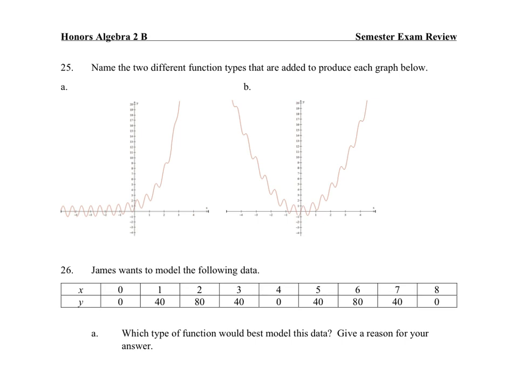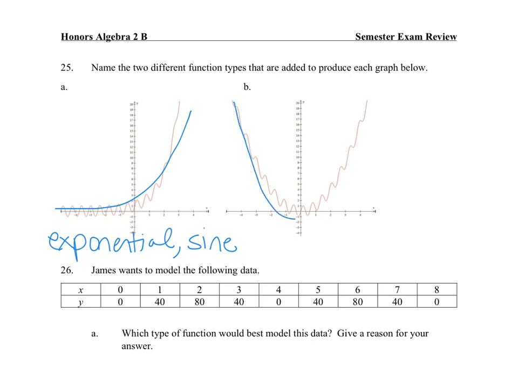Okay, so for 25, so for A, this is like modeling an exponential, but because of the waves, I'm going to say it's also a sine or a cosine. It doesn't matter which one, I'll say sine. And then for B, this general shape is quadratic. And again, it's also a sine or cosine because of the waves.